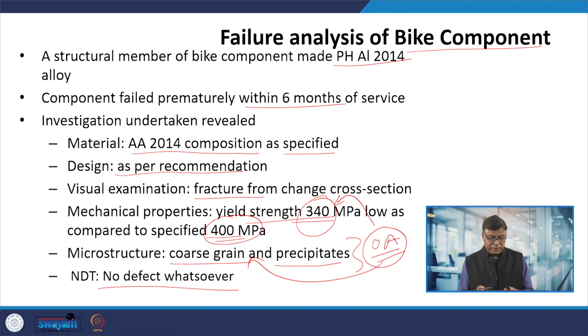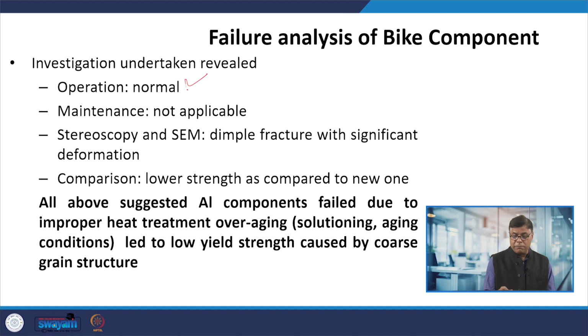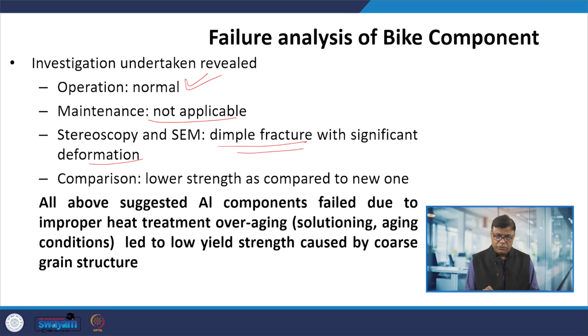Of course, there would have been some stress regions and stress concentration due to the section where the change in cross section was taking place, and that promoted or triggered the fracture, due to the weakness, due to the lower yield strength of the material. Further investigation suggested normal operation, no abnormal operation or repairs of that structural member. Maintenance in this case was not applicable because this was a structural member of a simple bike. Stereoscopy and SEM suggested a dimple fracture with significant deformation. So, it means the material is ductile, but of lower yield strength, and that is why it showed the dimple fracture.